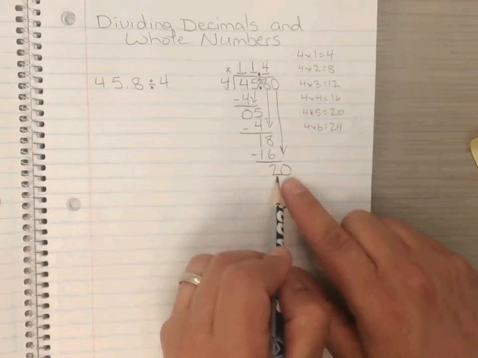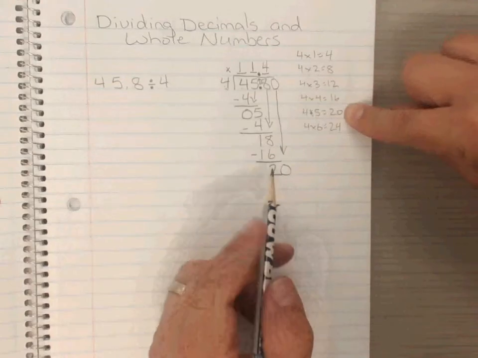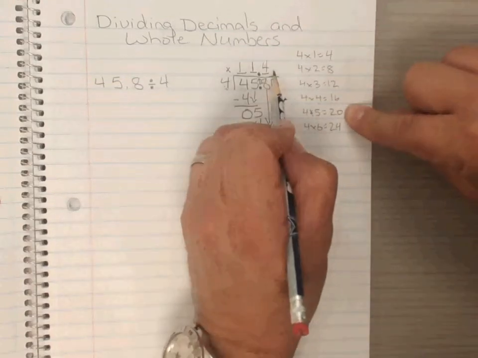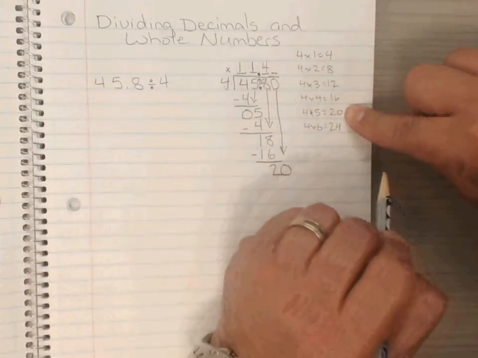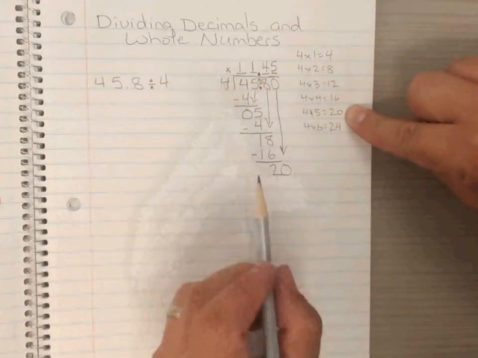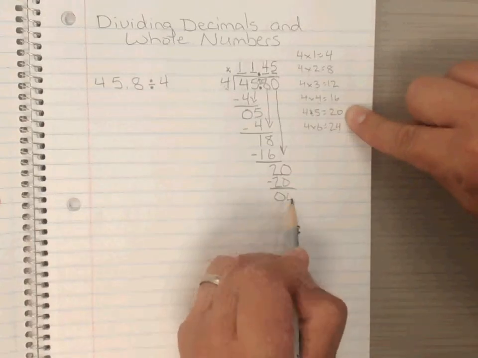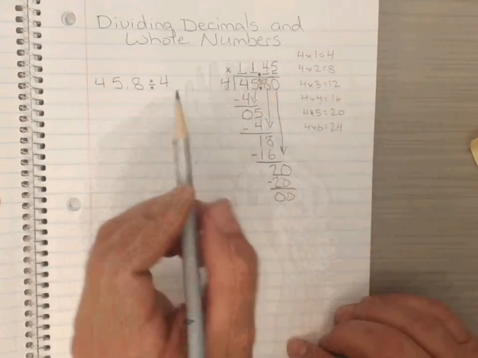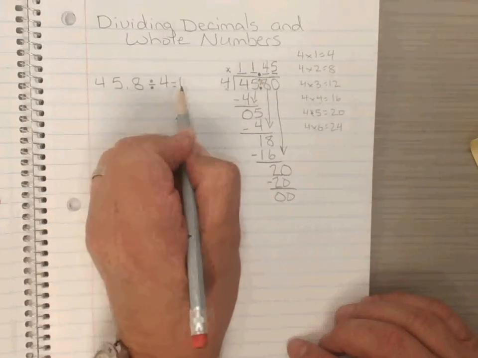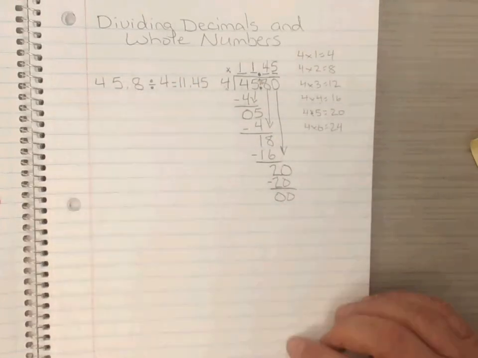What number is close to 20, or equal to 20? There it is. 4 times 5. So I'm going to extend my house a little bit. I'm going to put another blank there, and I'm going to put a 5. 5 times 4 equals 20. I do not have a remainder, so I'm finished. My quotient is 11 and 45/100. And there's my answer to the division problem.